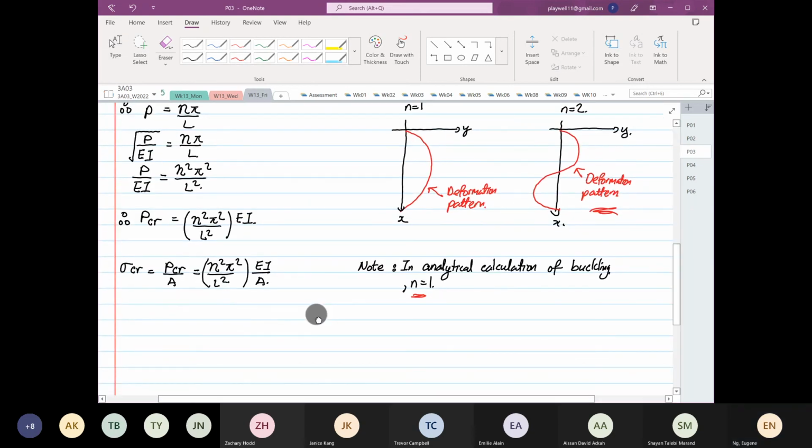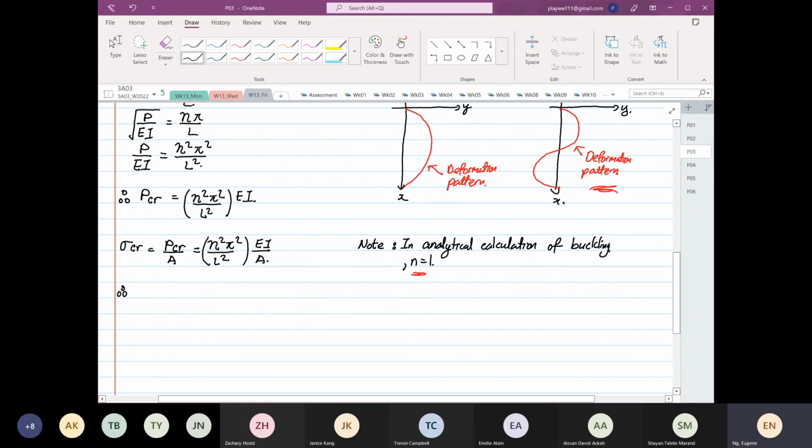So therefore, our critical stress now is equal to pi squared EI over L squared A. Okay. So another thing to take note is the second moment of area, I, is equal to A R squared, where R is known as the radius of gyration.